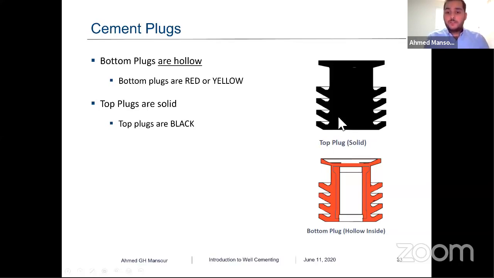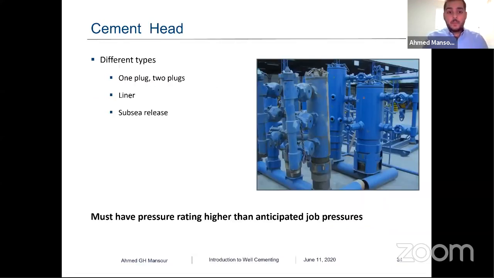So by using those two plugs, we make sure that the properties of our cement are not gonna change as a result of any contamination with other liquid in the formation or in the casing. Cement head, as you can see here, is where we keep the plugs. This cement head is connected to the casing after we run the casing, and we bump the cement through the casing, and we bump the plug as well through the cement head.